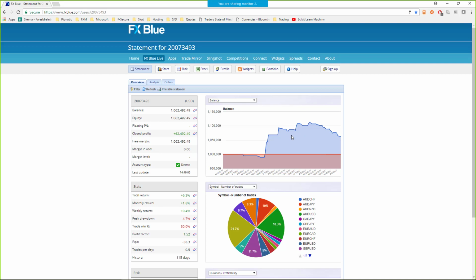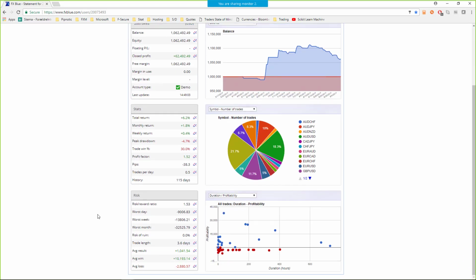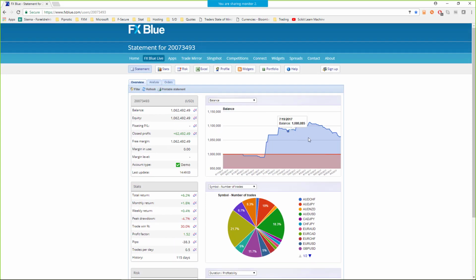And this is simply because he's letting his winners run, and he is cutting his losses short. So he's risking on this account a quarter of a percent per trade, and so he's taking at least 3-4 times that for his target.